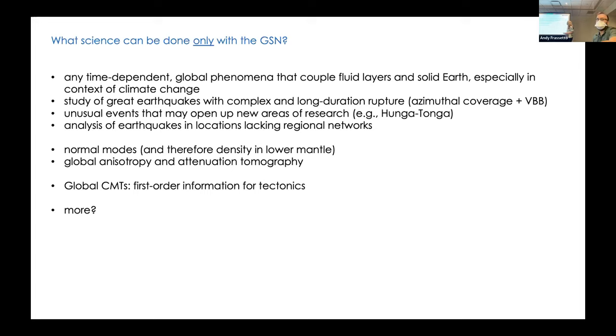Analysis of earthquakes in locations lacking regional networks. Normal modes, and therefore our best constraints on density in the lower mantle. Tomography of anisotropy, especially on the global scale. Global CMTs, I understand, may be perceived as long-term monitoring activities, but they provide first-order information about the nature of tectonics. So I'd love to hear what other questions you have, and we'll try to scribble them down.